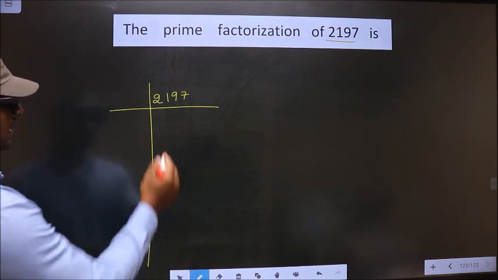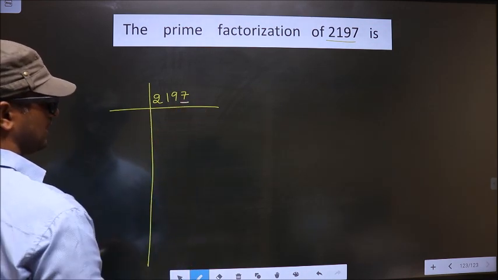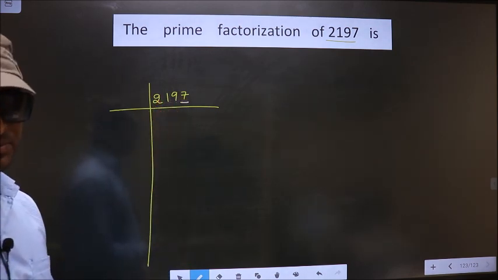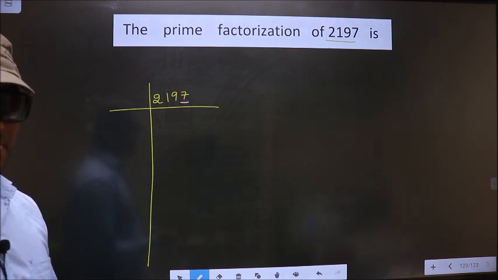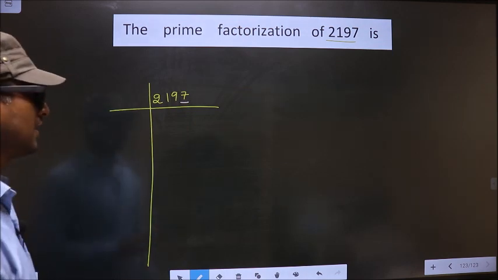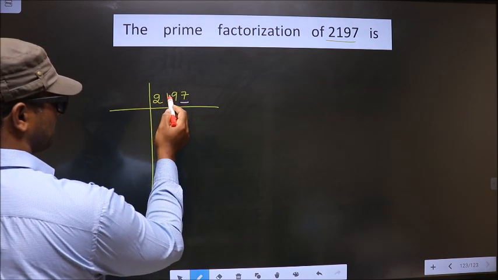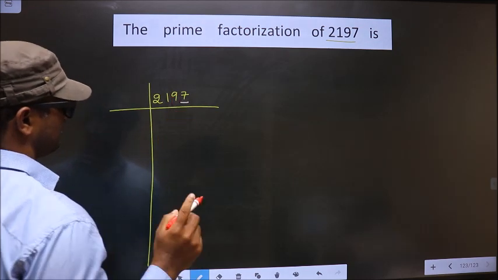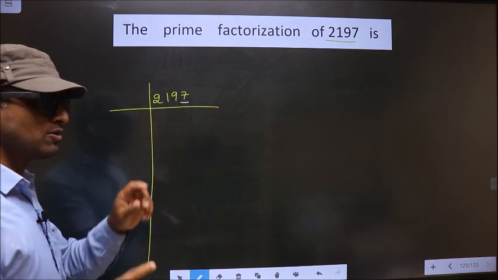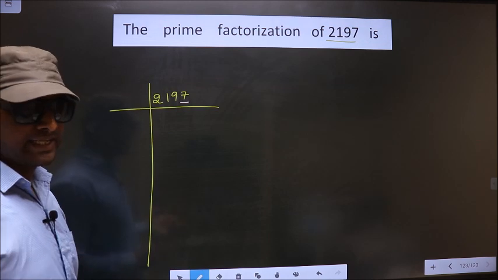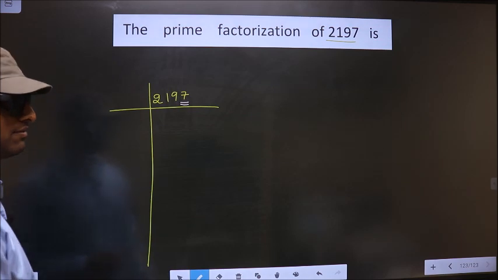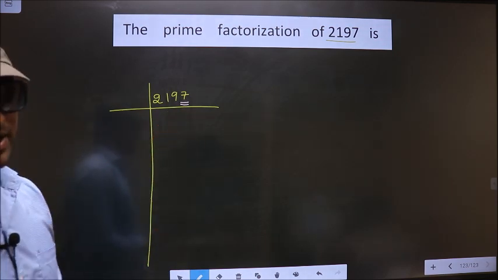Next. In this number, the last digit is 7, which is not even, so this is not divisible by 2. Next prime number is 3. To check divisibility by 3, we should add the digits. That is 2 plus 1 plus 9 plus 7 is 19. 19 is not divisible by 3, so this number is also not divisible by 3. Next prime number is 5. The last digit is neither 0 nor 5, so this number is not divisible by 5.